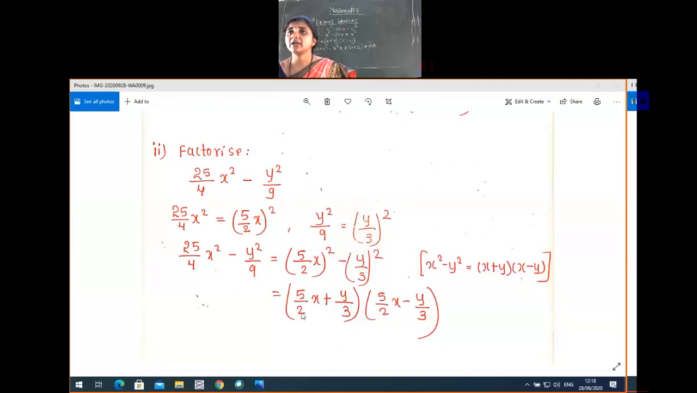That is 5 by 2x plus y by 3 into 5 by 2x minus y by 3. So this is x plus y into x minus y, a plus b into a minus b. Last year you learned these identities in the form of a plus b into a minus b. So you can use that also. This is using the a plus b into a minus b, a square minus b square identity. You have got the clear picture of this factorization, no?